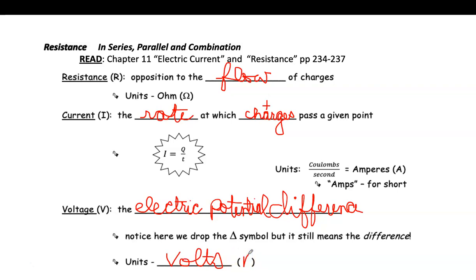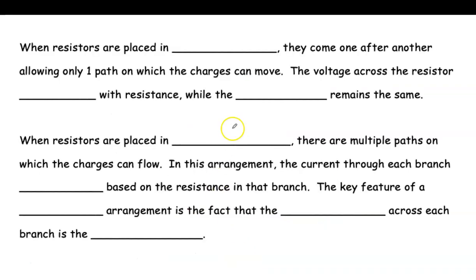Now, when resistors are placed one right after each other and allowing only one path for the charges to move, do you guys remember? That's right, it's series. So in series, they come one right after each other. And the voltage across the resistors changes or varies with the resistance, while the current is everywhere the same. And we really did see that.